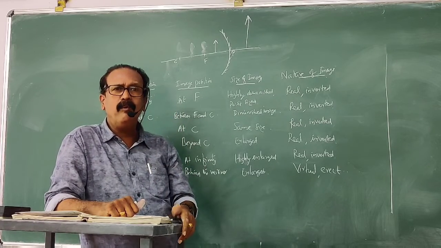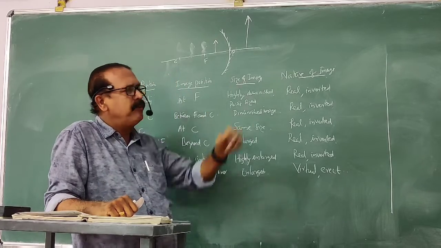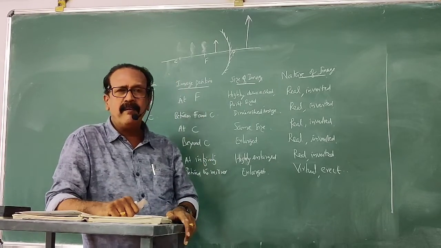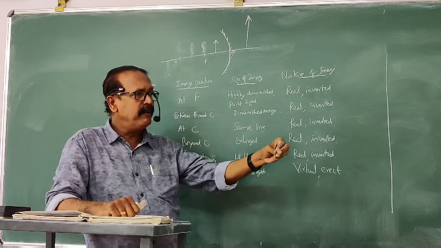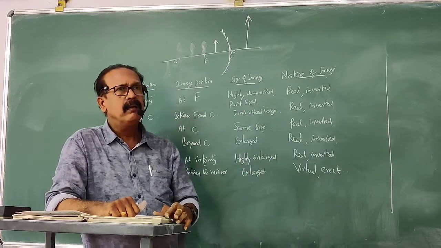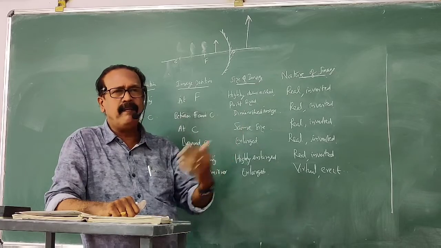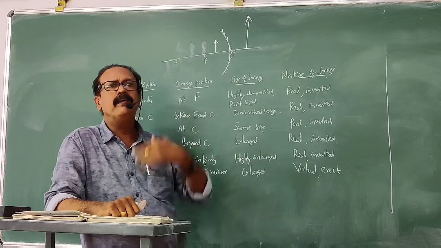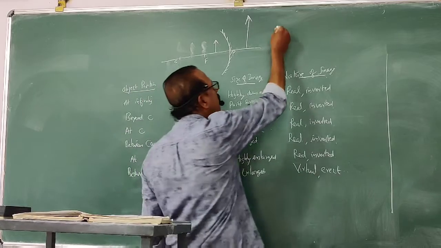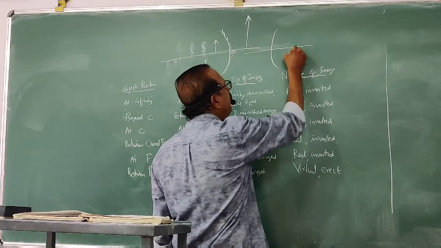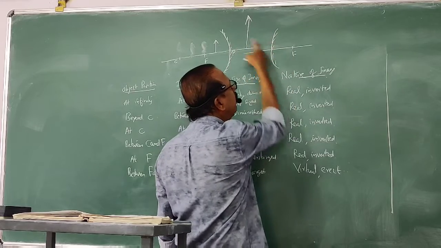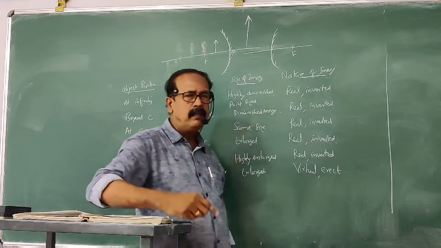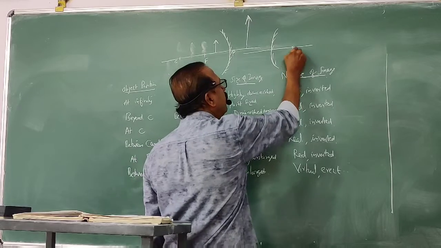What is the focus of a convex mirror? A parallel beam of light close to the principal axis, after reflection from the convex mirror, appears to diverge from a point behind the mirror. That point is called the principal focus of the convex mirror, which is a virtual focus. For a convex mirror, the focus is always behind the mirror. The parallel beam of light appears to come from this point behind the mirror. So the focus is behind the mirror.